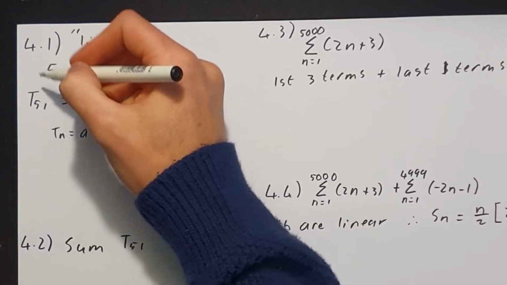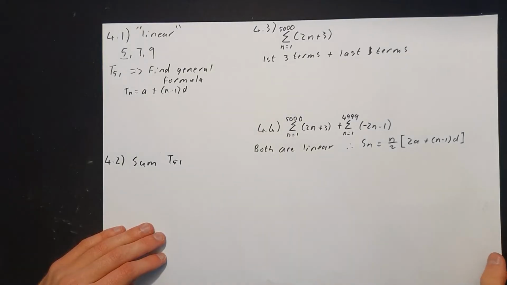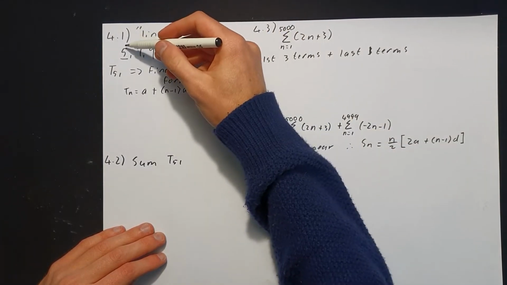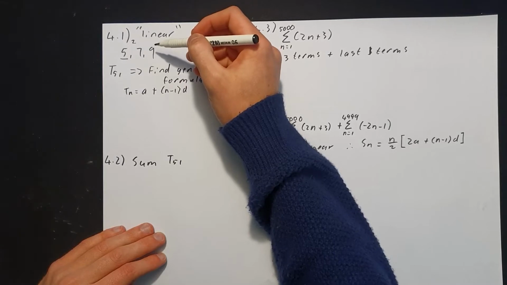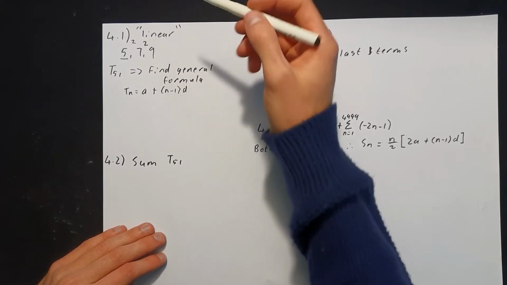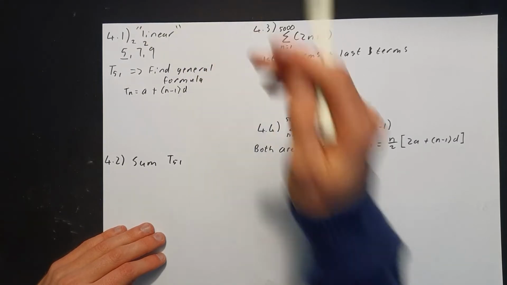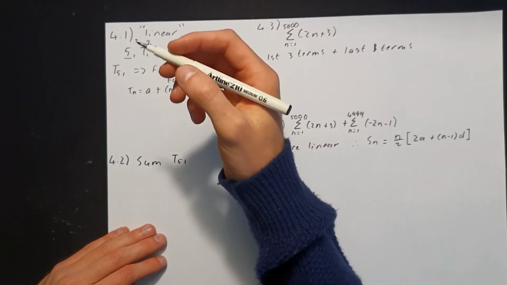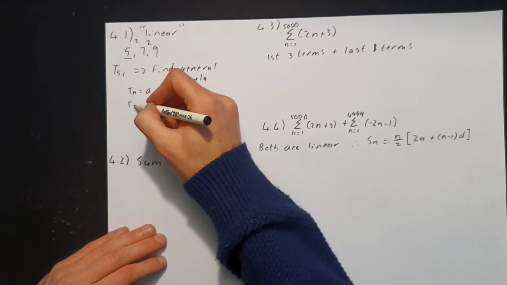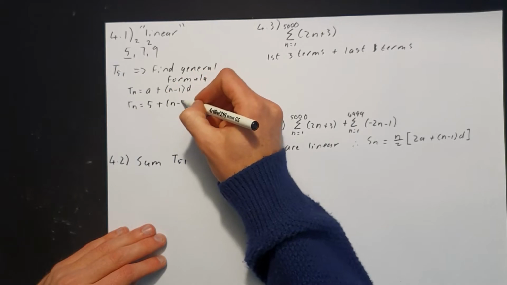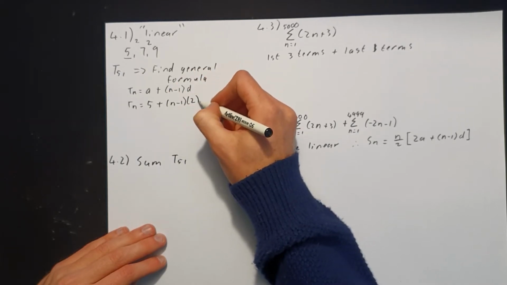So a is always the first term in your sequence, and d is your common difference. We can see the common difference between 5 and 7 is 2, and the common difference between 7 and 9 is also 2. The key word there is linear, so it has a common difference of 2. Therefore we can just fill everything in. Tn equals 5 plus (n minus 1) times our common difference, which is 2.